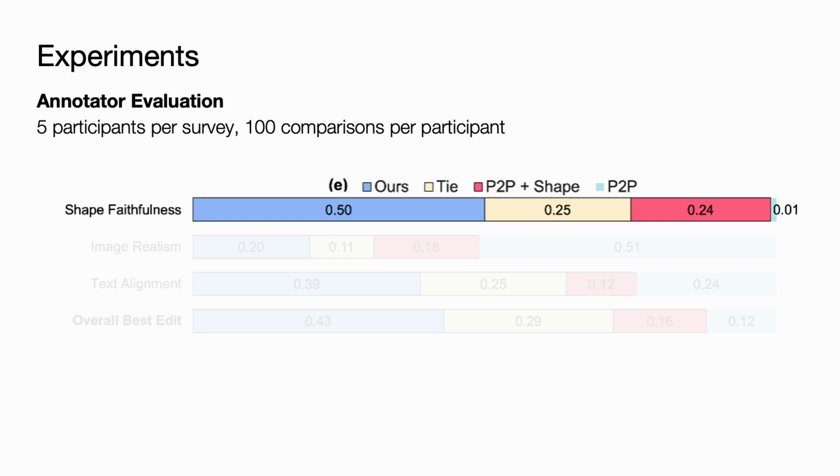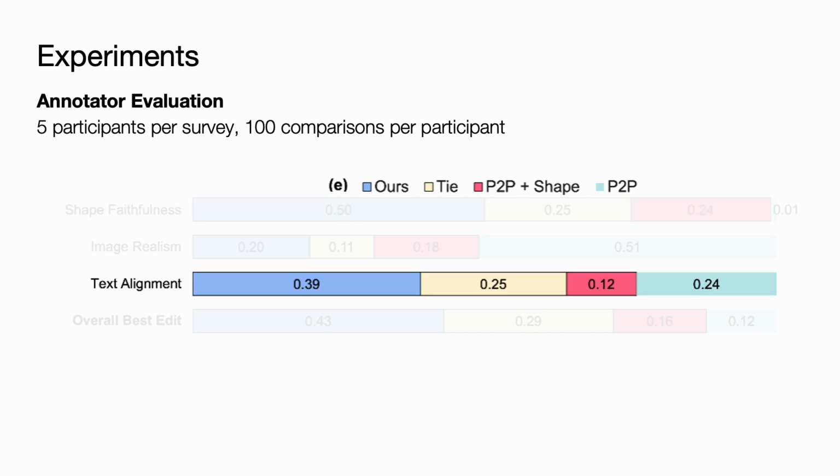As seen in these results, our method is preferred the most, 2 times more than the best performing baseline. We also ask annotators to rate text-image alignment, i.e. if the edited object matches the text prompt. Our method is again the best, and it's preferred 1.6 times better than the best performing baseline.